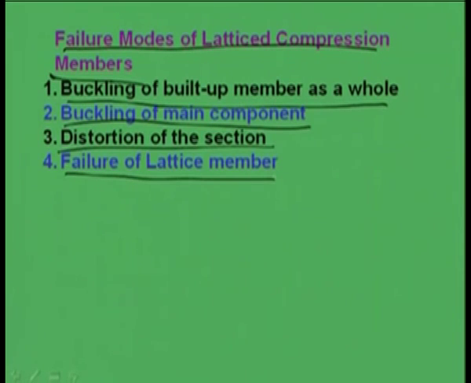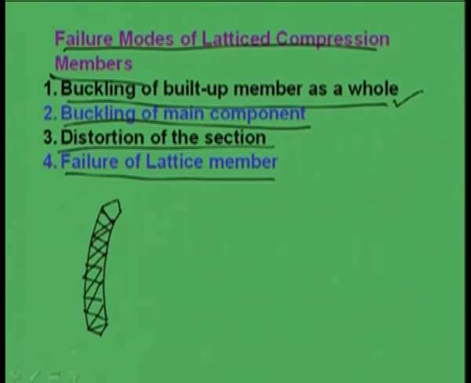So, how does it look when failure comes from buckling of the built up member as a whole? It looks like this. Say two members are laced, say by this, right. Now, maybe this is a single lacing system, maybe we can make a double lacing system.